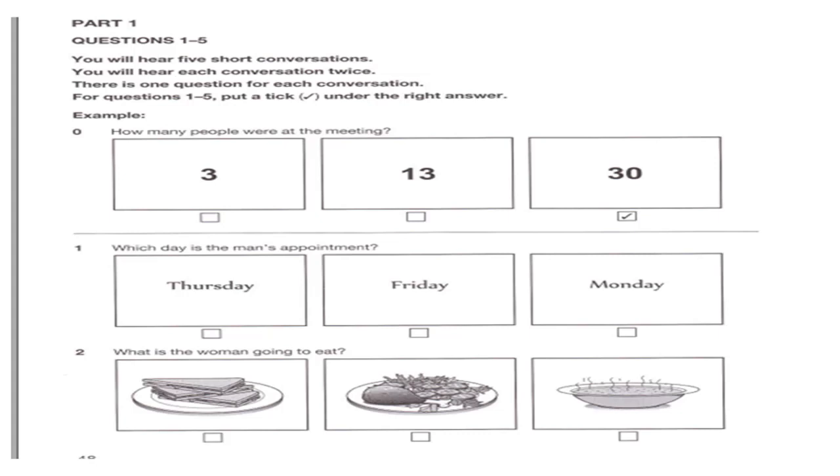One. Which day is the man's appointment? I'd like to make an appointment to see Dr. Owen tomorrow morning, please. That's Thursday. He's not free at all tomorrow. What about Friday afternoon? If not, it will have to be Monday morning. I can't come any afternoon. I suppose I'll have to have the morning appointment then. OK, we'll see you at 9. What's your name?